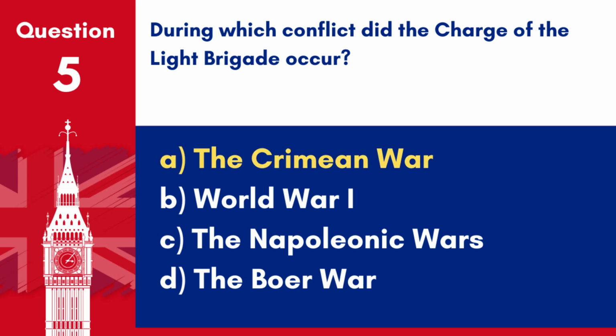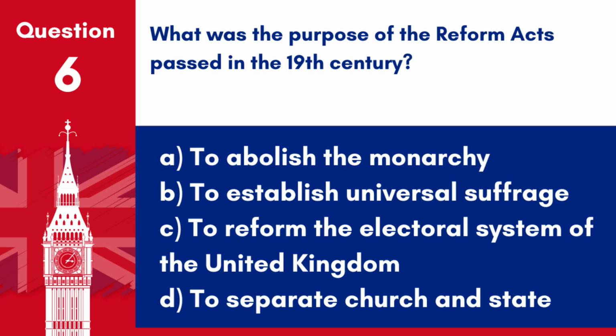Answer: A. The Crimean War. The charge of the Light Brigade occurred during the Crimean War in 1854, becoming infamous due to its high casualties and miscommunication. Question 6. What was the purpose of the Reform Acts passed in the 19th century?